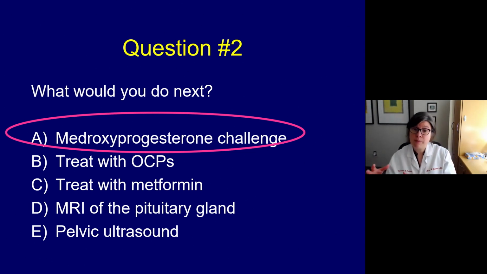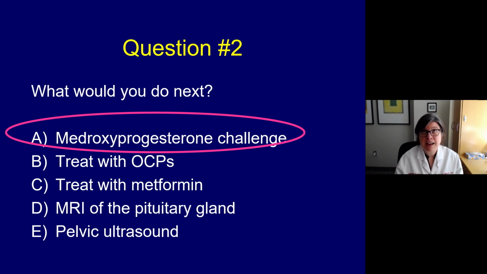If someone's more PCOS, their estrogen levels are fine. They just are not ovulating normally. So when you give a medroxyprogesterone challenge, it will cause a withdrawal bleed. So this is where this can be very useful. In terms of the pelvic ultrasound, I just want to address, because I know that about 30% of people thought that was the right answer.